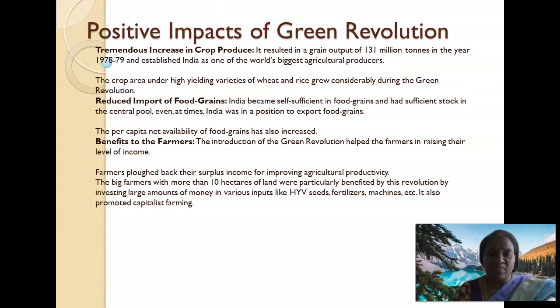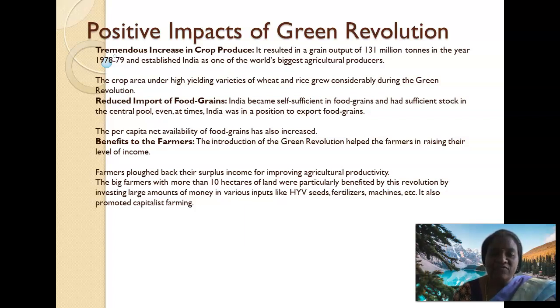Tremendous increase in crop production. It resulted in a grain output of 131 million tons in the year 1978 to 79, and established India as one of the world's biggest agricultural producers. The crop area and high-yielding varieties of wheat and rice grew considerably during the Green Revolution.